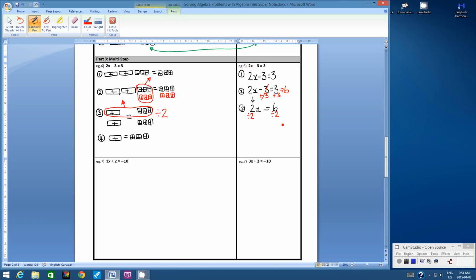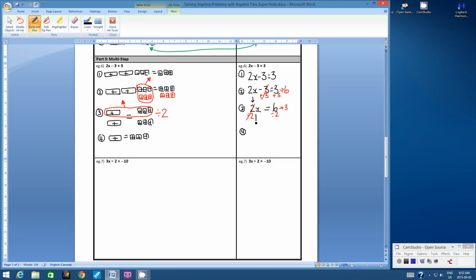You have to remember to do whatever you do on the left side, you have to do on the right side. 2 divided by 2 cancels each other out because 2 divided by 2 is 1. 1x is simply x. 6 divided by 2, well, that's easy. That's 3. Okay? And then step 4, we write what remains.